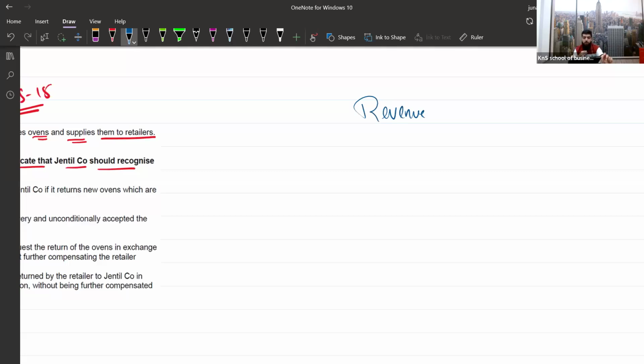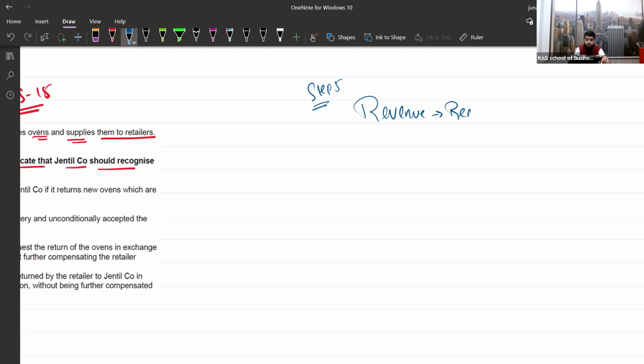The first step is to identify the contract with the customer. Second step, identify the separate performance obligations. Third, identify the transaction price. The fourth one, allocate the transaction price to each performance obligation. And the fifth one, recognize the revenue. So here we are talking about step 5, that is, we are going to recognize the revenue.